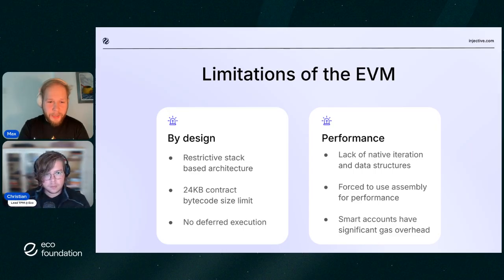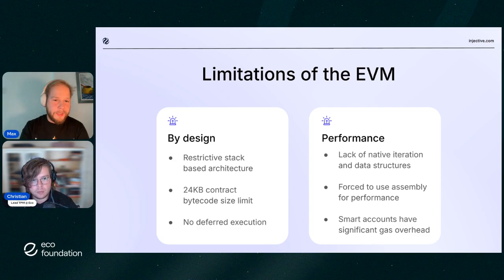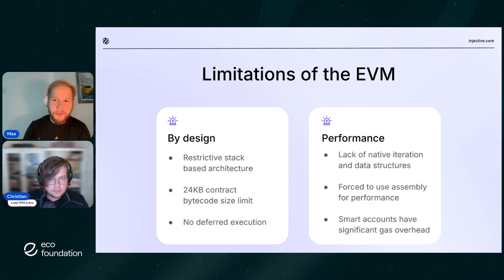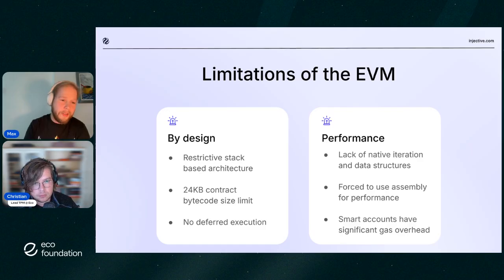Okay, so the problem with the restrictive stack-based architecture is that when you write code, you have to keep the number of variables, like function arguments, that you introduce quite low because there's a hard limit. If you introduce, for example, 20 variables in the same function and you call it, it'll say the stack is too deep. Basically, you have to reuse variables or you have to split up the functions.